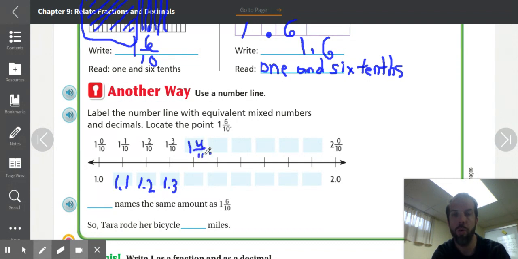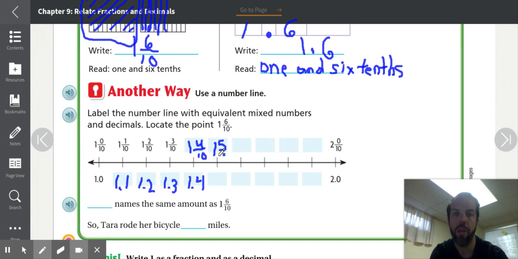So 1 and 4 tenths. How would I write that as a mixed number? 1 decimal point 4. We would read it as 1 and 4 tenths. Okay, let's go to the next mixed number.